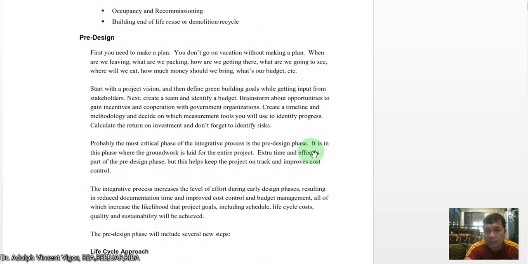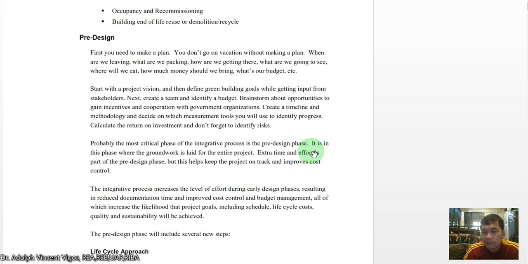So let's look at the pre-design. First you need to make a plan. You don't go on a vacation without a plan. So when are we leaving? What are we packing? How are we getting there? What are we going to see? Where will we eat? How much money should we bring? And what's our budget, etc.